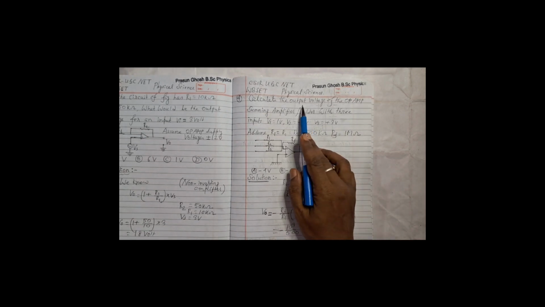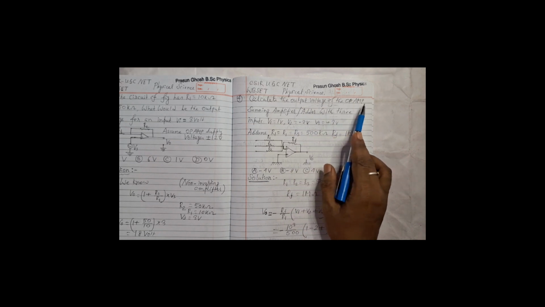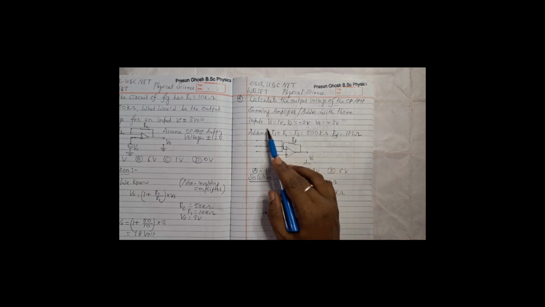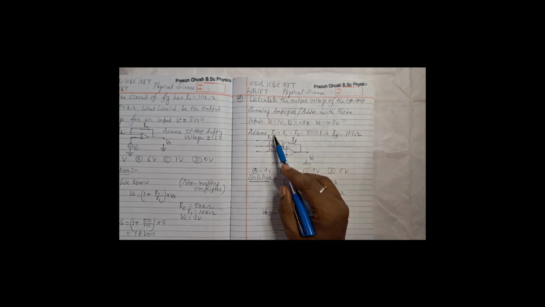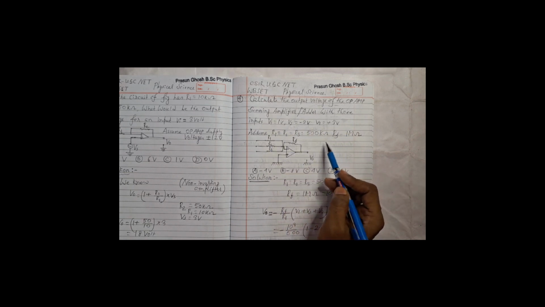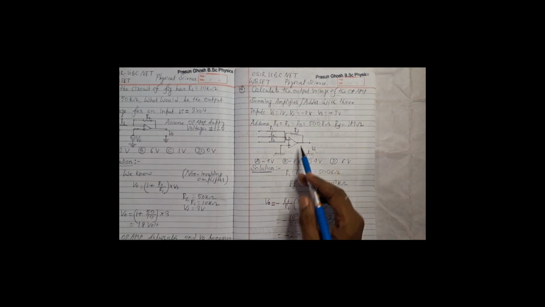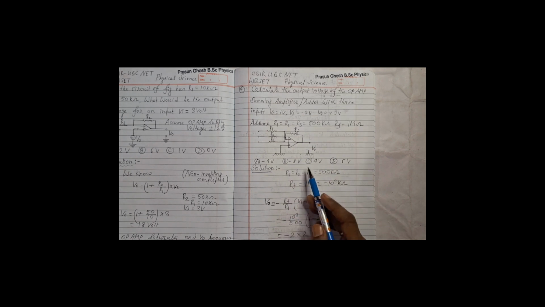Next, calculate the output voltage of the op-amp summing amplifier, that is adder, with 3 inputs given. R1, R2, R3 are given, and also feedback resistance RF is supplied. So we have to calculate the output voltage. So this is the circuit of the adder. So the op-amp acts as an adder.